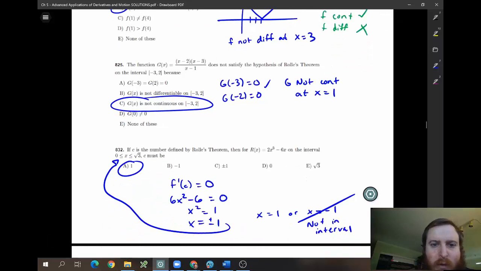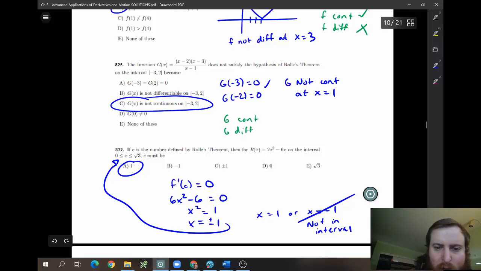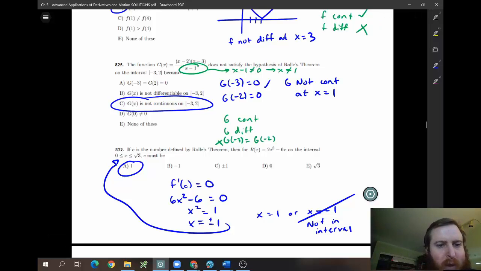All right, next, this function does not satisfy Rolle's theorem because, and so again, Rolle's theorem has three conditions. G has to be continuous, G has to be differentiable, and then G of -3 must equal G of -2. Well, they're both equal to 0, so that one didn't fail. But this graph is not continuous at 1, right? Like x minus 1 cannot be 0, so x can't be 1. So it's not continuous at 1. So it's choice C. Now, technically, it's not differentiable, but it's not differentiable because it wasn't continuous, right? So we want to always pick that if that's true.